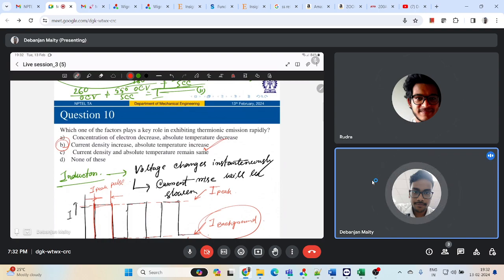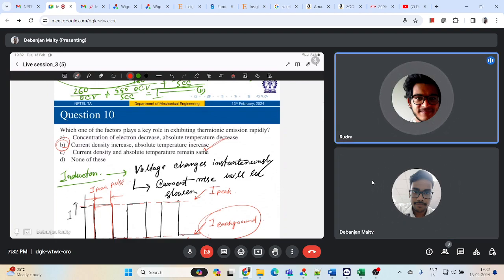Whenever you're breaking those metallic bridges, you're increasing your current density, and because of that change in current density, I talked about those kinetic energies which will be generated in terms of heat, and because of that temperature will also increase.